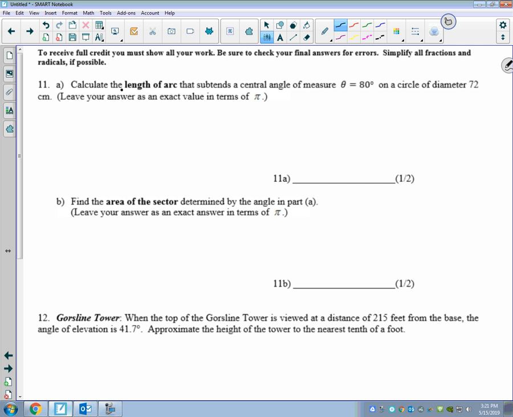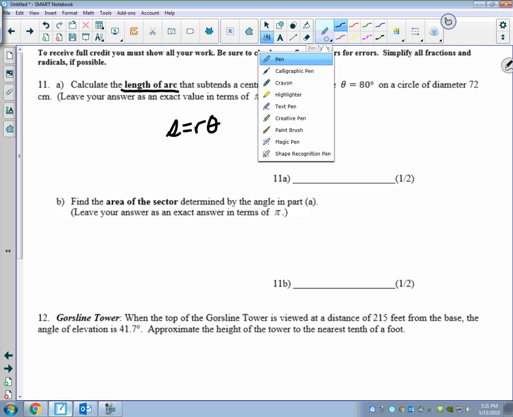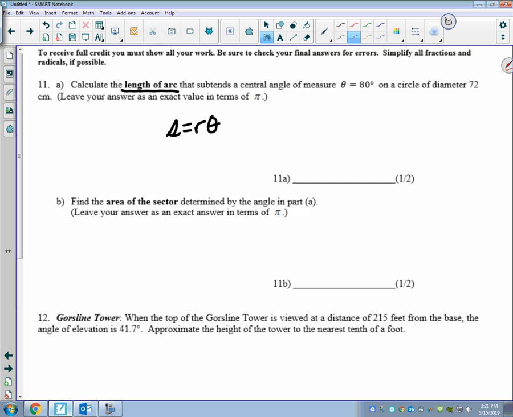But arc length is S equals R theta. But remember that theta has to be in radians. So when you do this, R would be half of 72, which is 36. And then you have to change that to pi over 180. And then you can use your calculator to simplify this. It's kind of up to you.